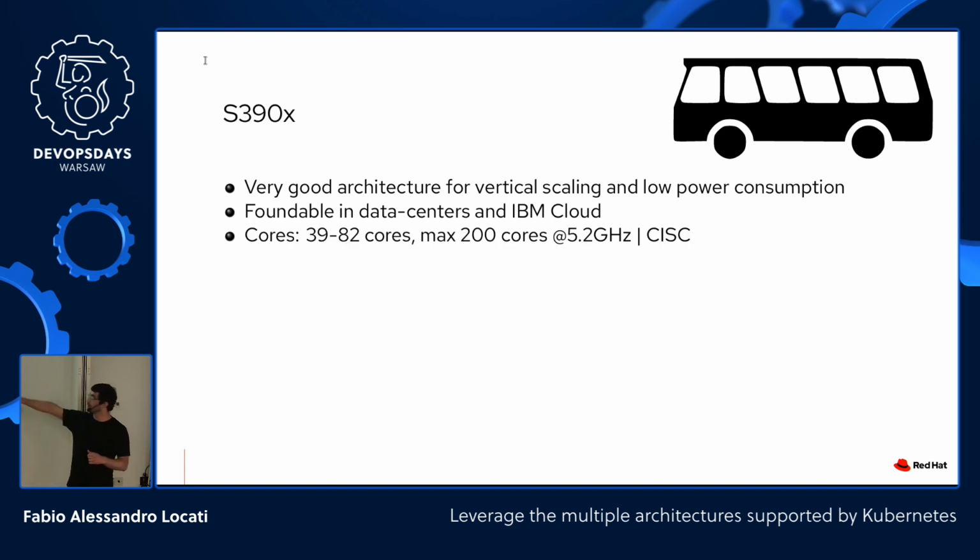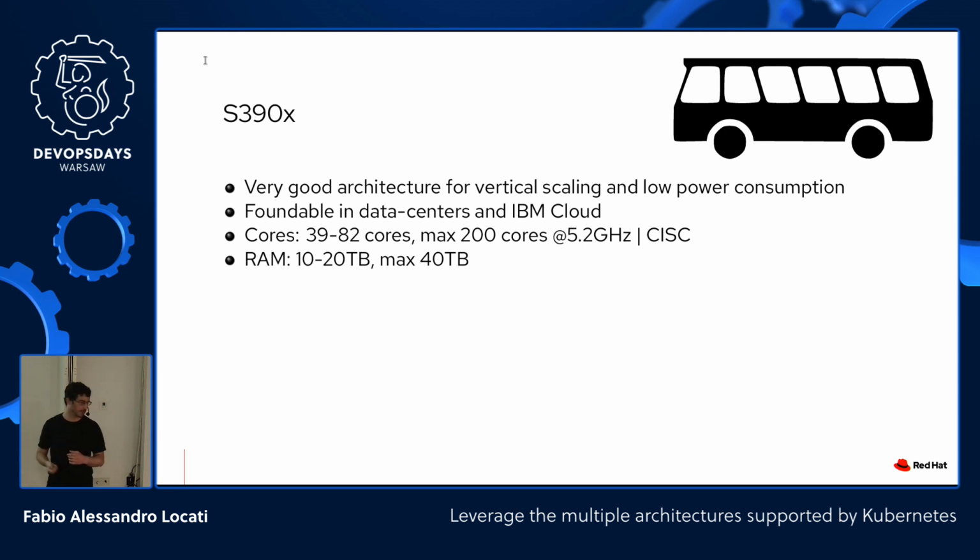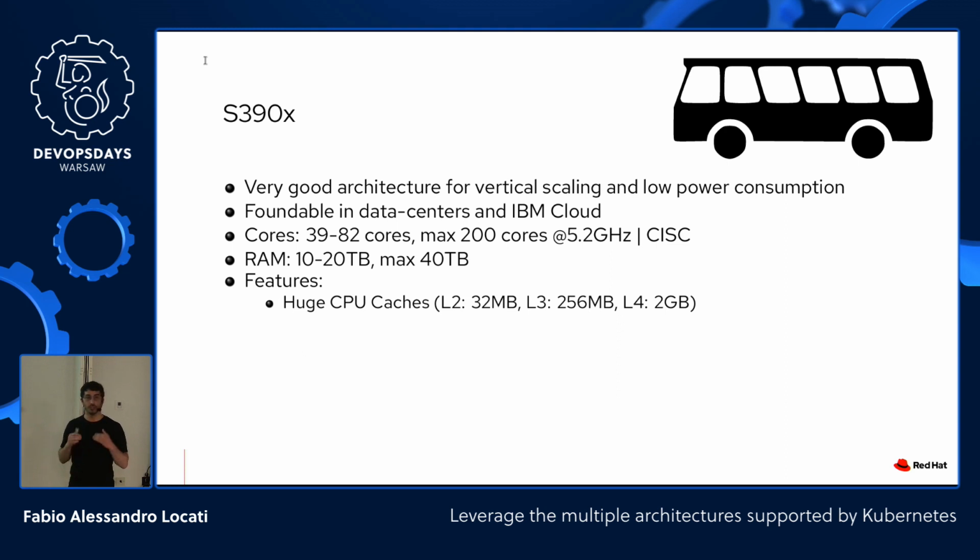Core counts-wise, we don't have huge numbers, as we were discussing. The numbers are not that huge and not very different from Power, but they do have interesting features. RAM-wise, higher than Power, but still, it's not like 50 times more. It's probably 5 to 10 times more. Feature-wise, they have huge CPU caches. So just to give you an idea, on the die, you would have up to 2 GB of L4 cache. And then obviously L3, L2 as well.